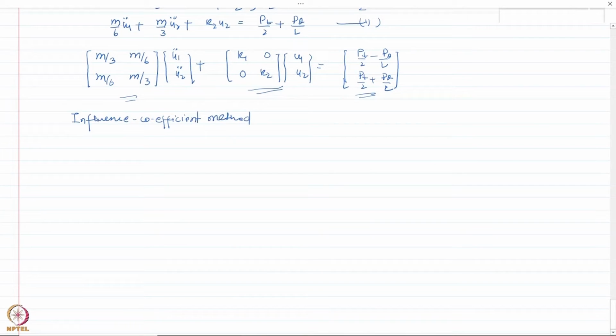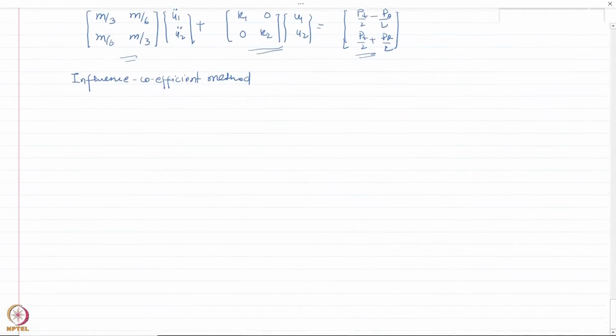Now, in the influence coefficient method, let us start with the formulation of the stiffness matrix. If you remember, to get the stiffness matrix, first we are going to apply the unit displacement at each degree of freedom with zero displacement at the other degrees of freedom and find out the columns of the stiffness matrix. So in the first case, we are considering u1 equal to 1 and u2 equal to 0.